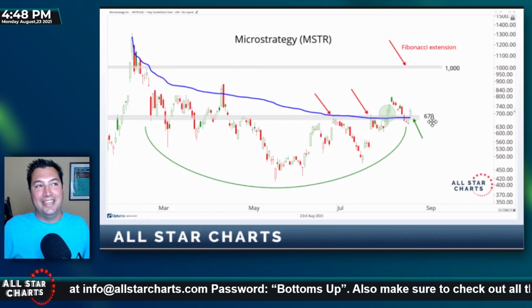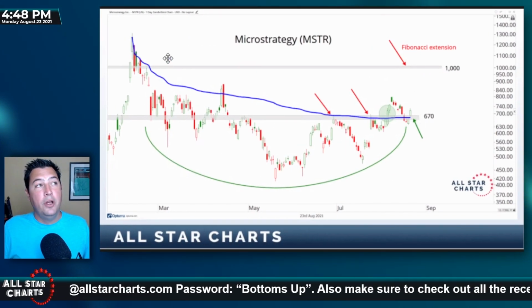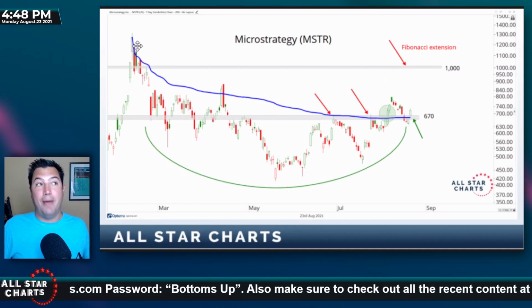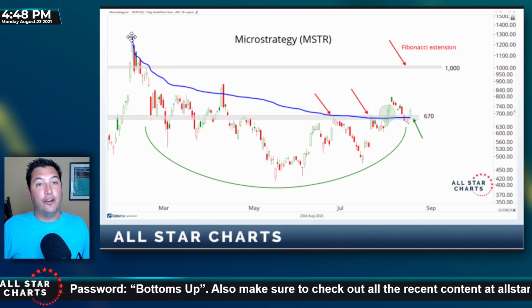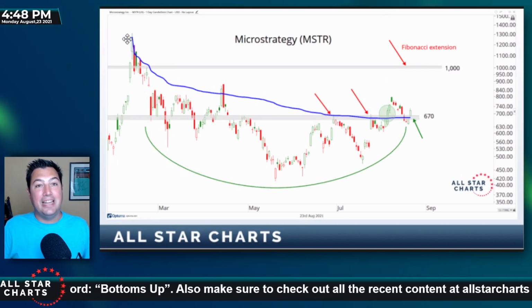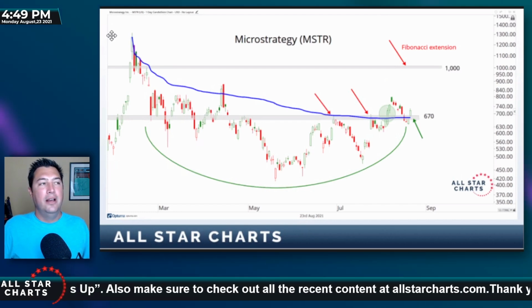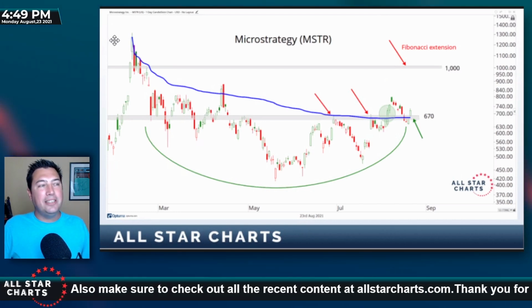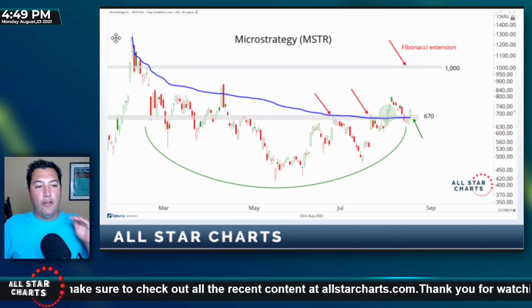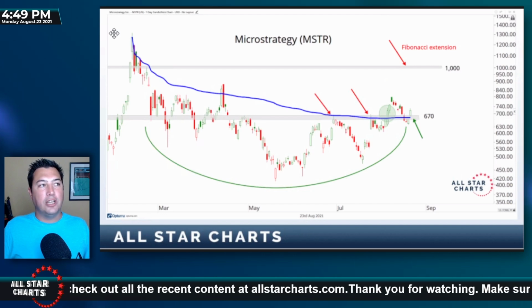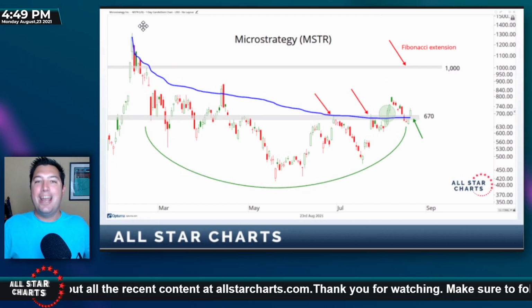So 670, that's the level there. This is the anchored VWAP, an anchored volume weighted average price, from specifically the highs in the first quarter. Again, how many times have we talked about that? Whether the stock peaked in February or in May, there were just so many from those levels. So just an obvious place to anchor from.